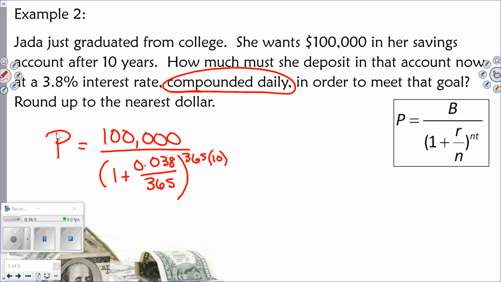I mean, I'd love to have $100,000 too, but it's just not going to happen. Yeah.